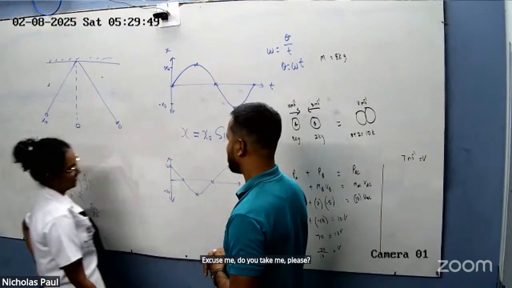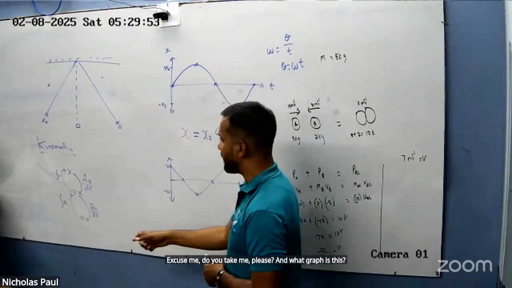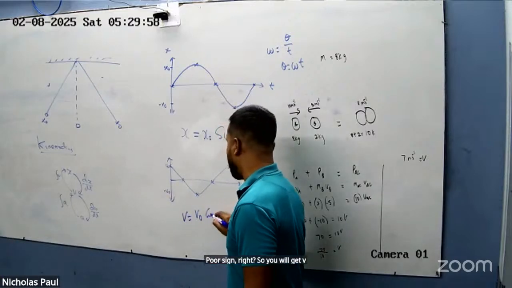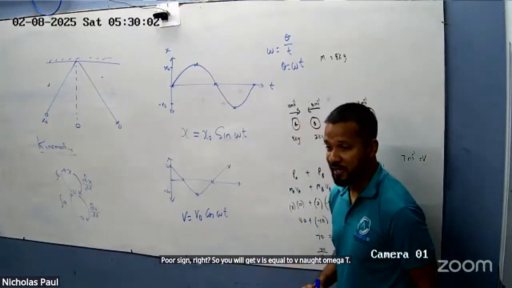And what graph is this? Cosine, right? So you will get v is equal to v naught cos omega t. Everybody okay with that?